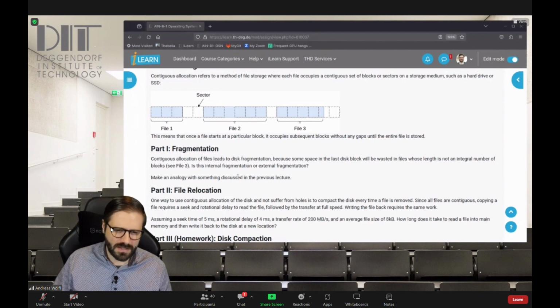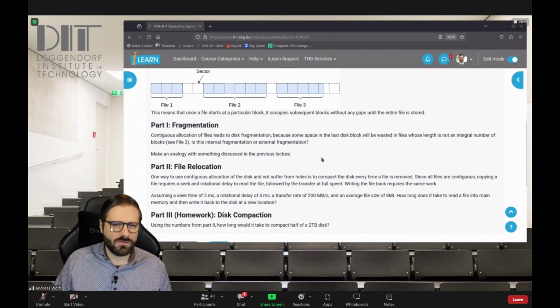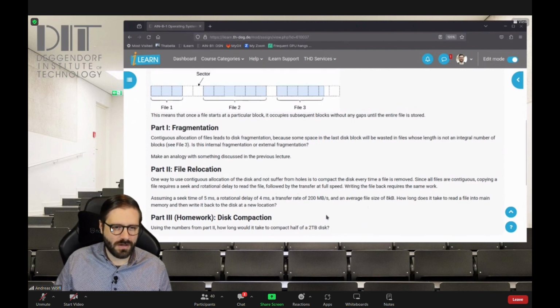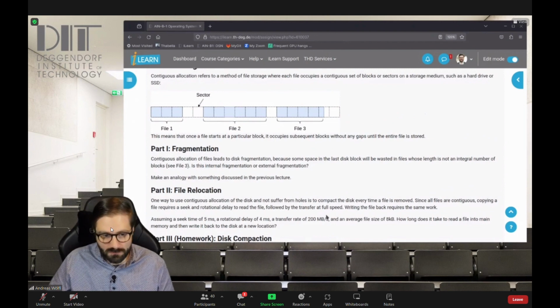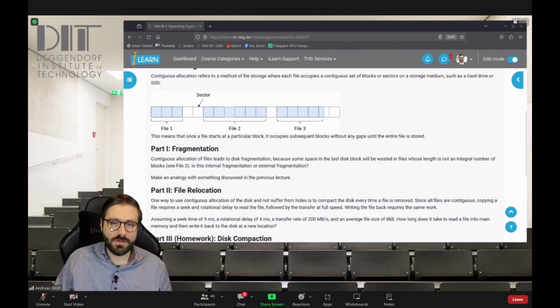You can do this, but it takes a pretty long time. The task here is to calculate how long it would take to compact half of a 2 terabyte disk. Spoiler alert, it takes a very long time. I guess it's 67 hours to defragment 1 terabyte out of a 2 terabyte drive. But then, you mitigate external fragmentation.